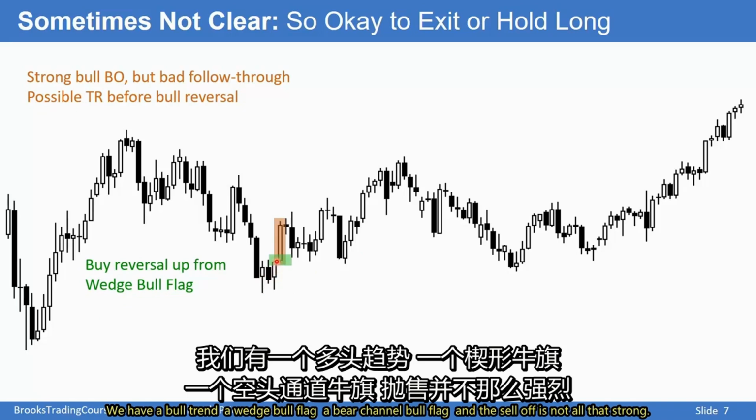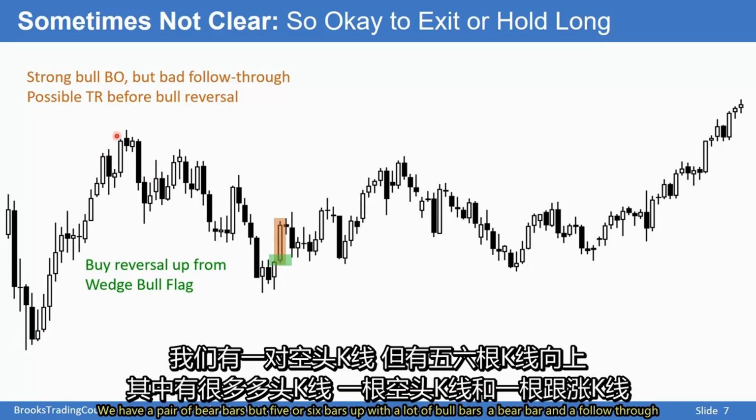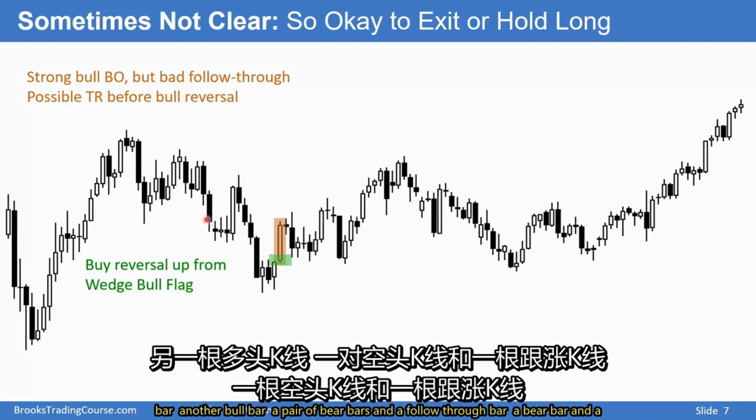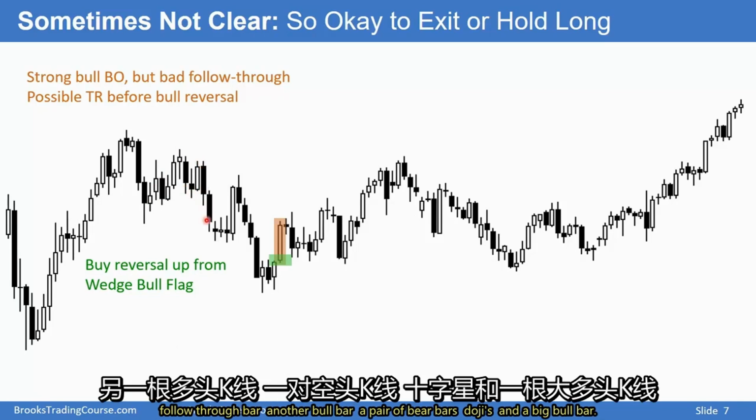2 decent bull bars, bull bar closing on its high. It's reasonable to buy this for a possible swing up. We have a bull trend, a wedge bull flag, a bear channel, bull flag, and the sell-off is not all that strong. We have a pair of bear bars, but 5 or 6 bars up with a lot of bull bars. A bear bar and a follow-through bar, another bull bar. A pair of bear bars, dojis, and a big bull bar.